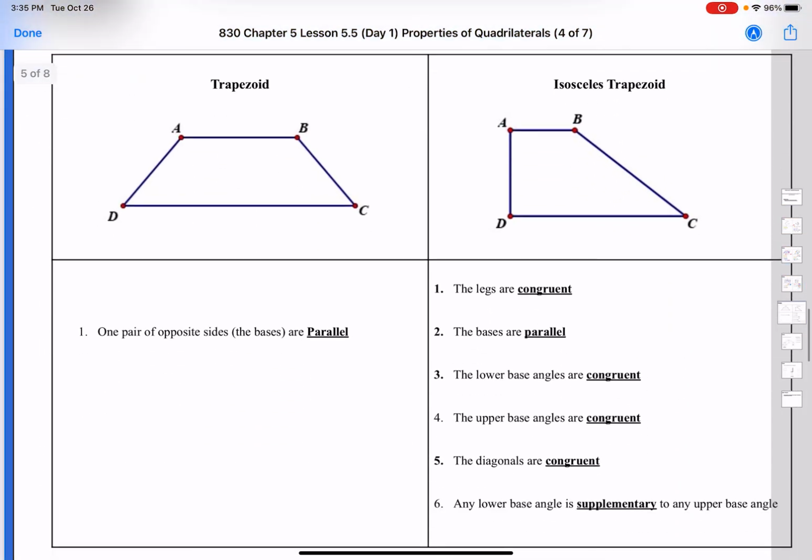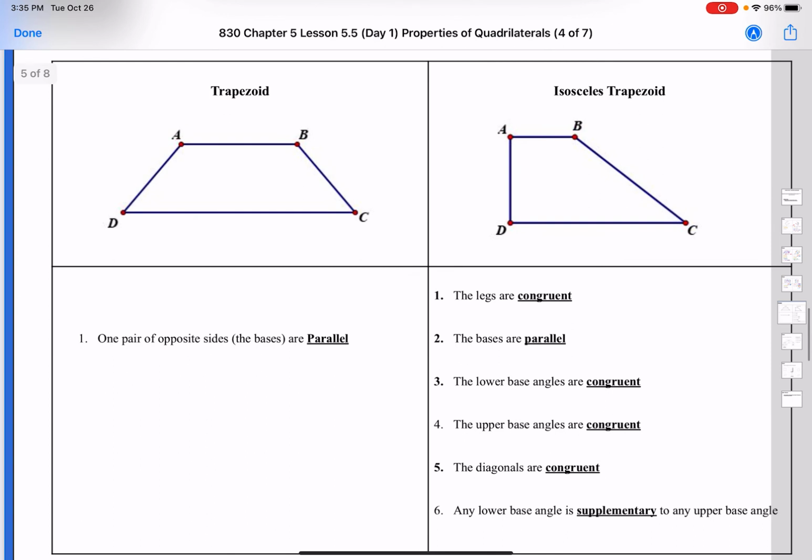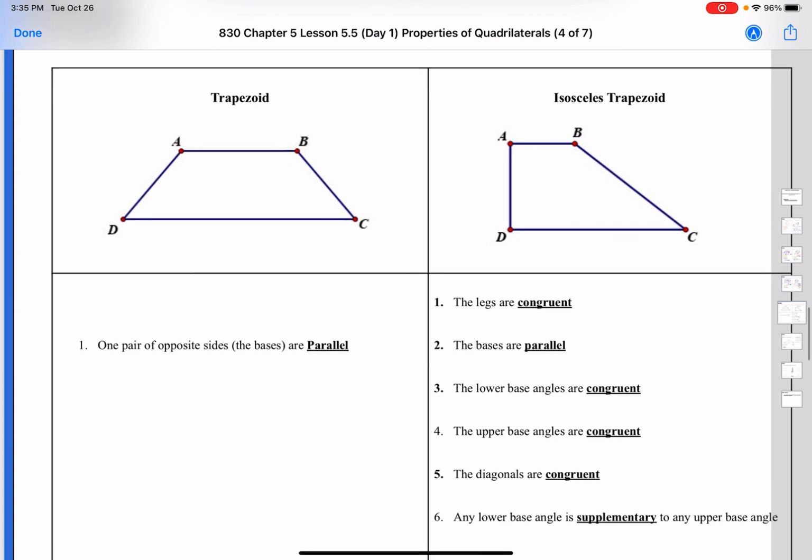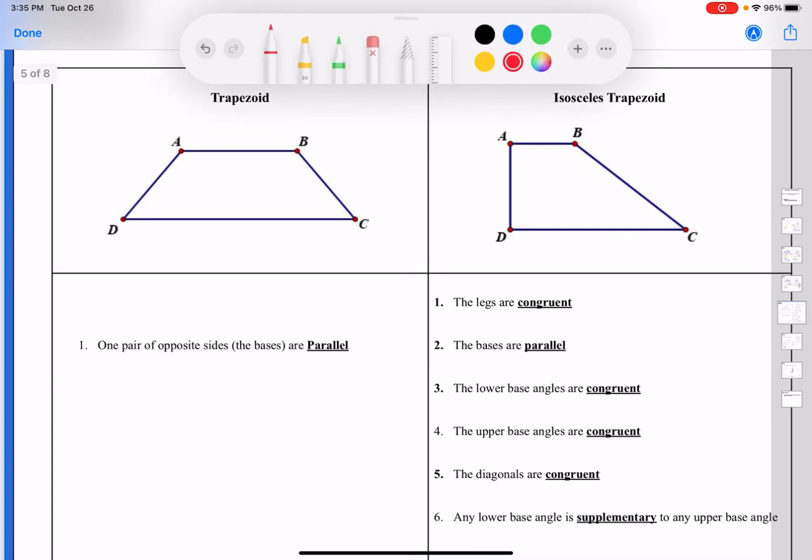All right, then the last ones we have here are trapezoid and isosceles trapezoid. So again, yesterday we talked about a basic trapezoid. The only thing we know about a trapezoid is that one pair of opposite sides are parallel, and these are called the bases, right? So this is a base, and this is a base. And there's only one pair, right? If it was both pairs of opposite sides are parallel, that would be a parallelogram. So it can only be one pair of opposite sides parallel. We call those sides the bases.